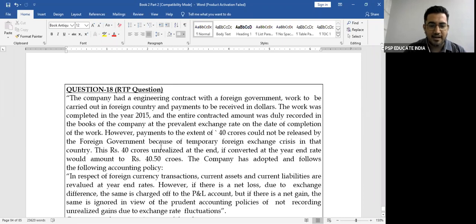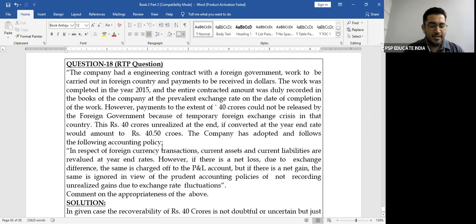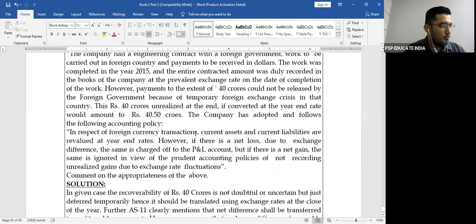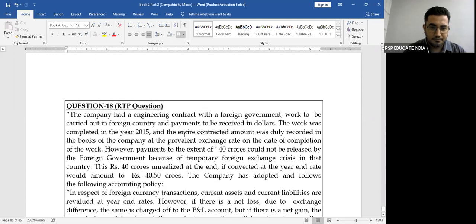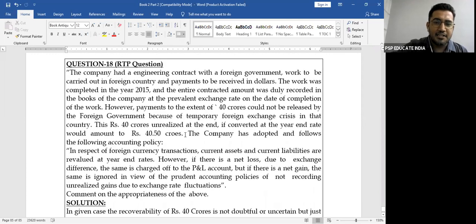revise the entire accounting standard and also look at the last part, which is integral and non-integral foreign operation. Okay, come to question number 18, the last question of this accounting standard, on page number 80. It says the company had an engineering contract with a foreign government, work to be carried out in the foreign country and payment to be received in dollars.